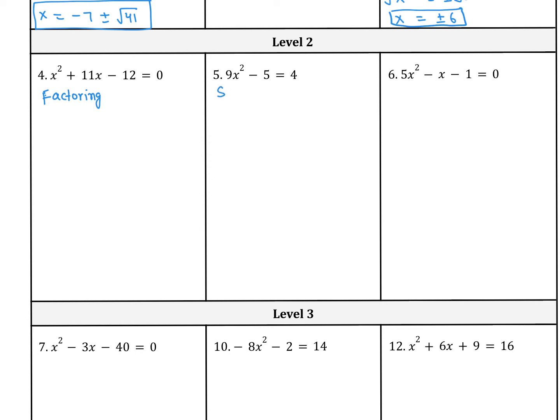For number 4, it's going to be easier if I follow the factoring using the cross method. And for number 5, it's the square root method. For number 6, when there is a number in front and it's really big, I would try and solve it through the quadratic formula.